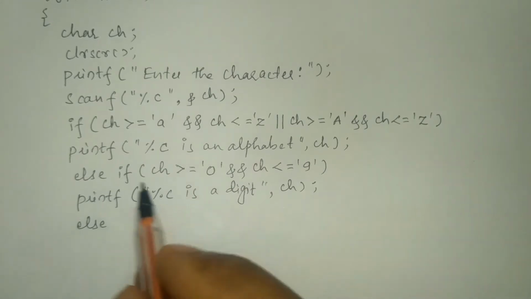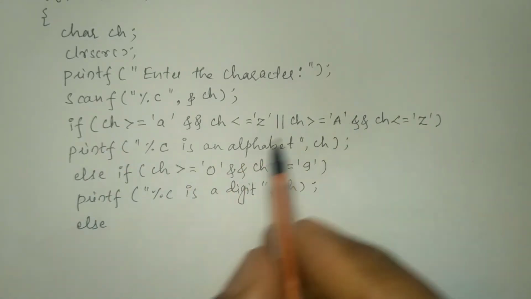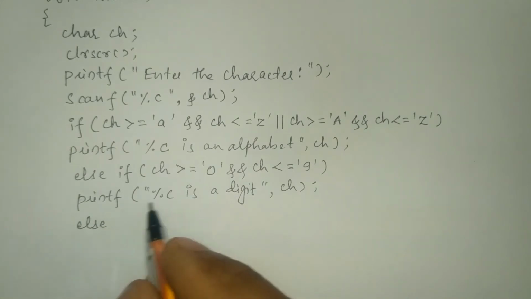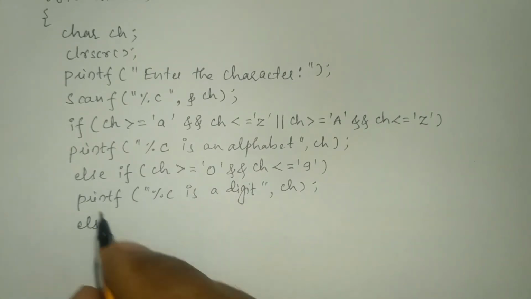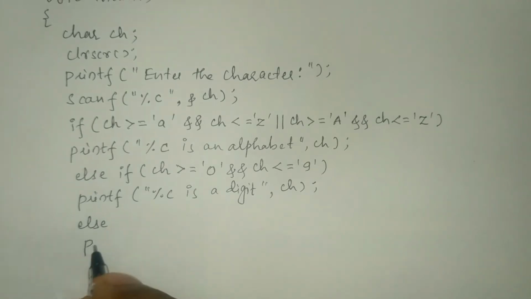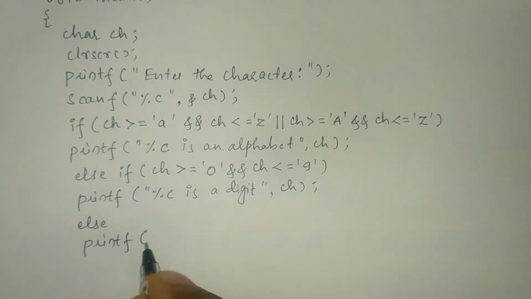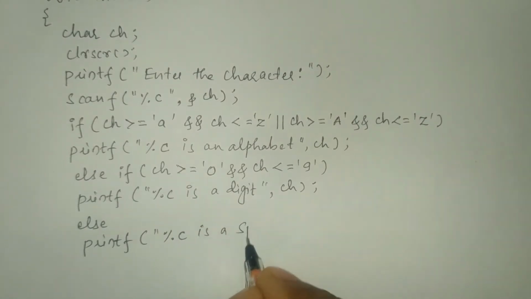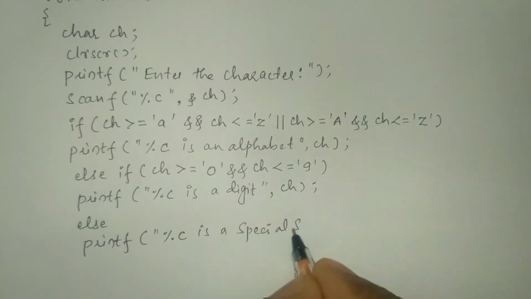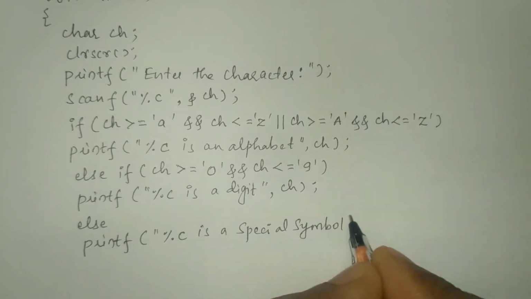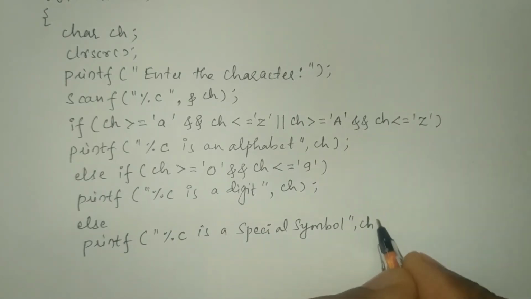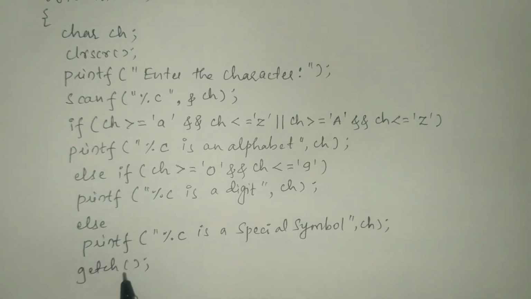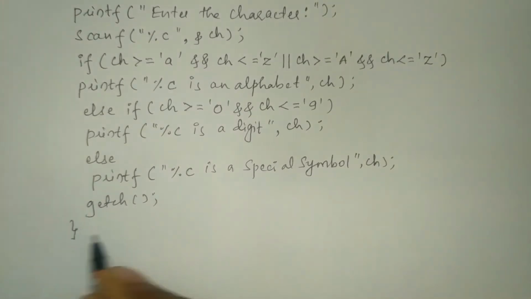Else, if this condition is also false, then we have special symbols only, right? That's the reason we are going to write else. And now I'm going to write a printf statement, and here I'll write "%c is a special symbol". End the double quotation mark, put a comma, ch and a semicolon. Here I'm going to write the getch function and then the curly closing brace.